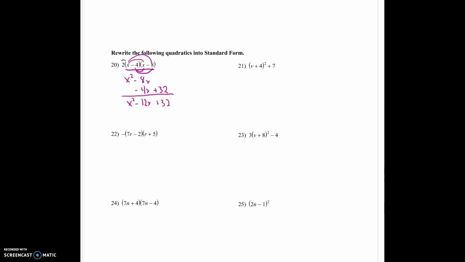And now the final neighbor 2 is going to come in and meet everybody. So 2 is going to distribute to all 3, and I'll get 2x squared minus 24x plus 64.